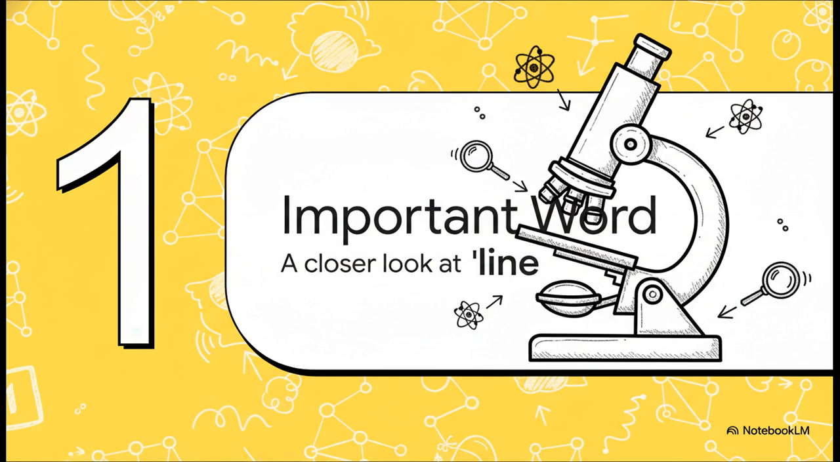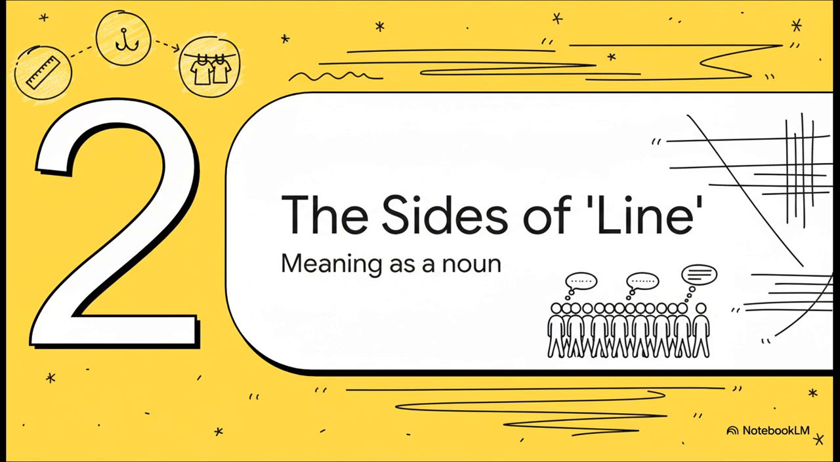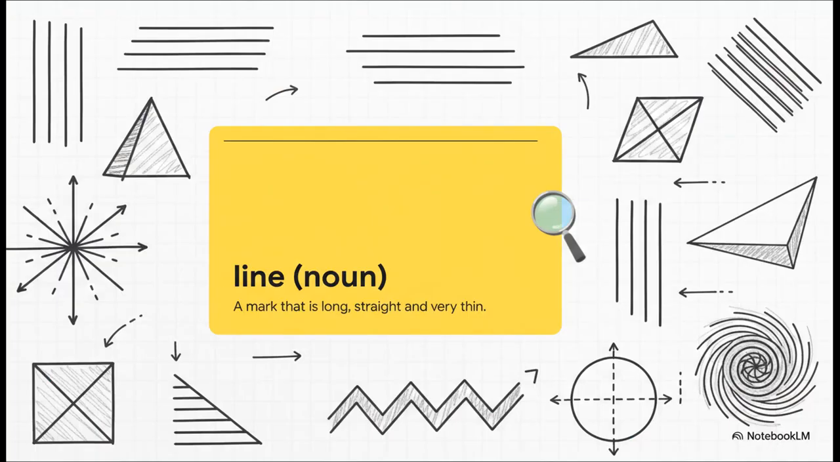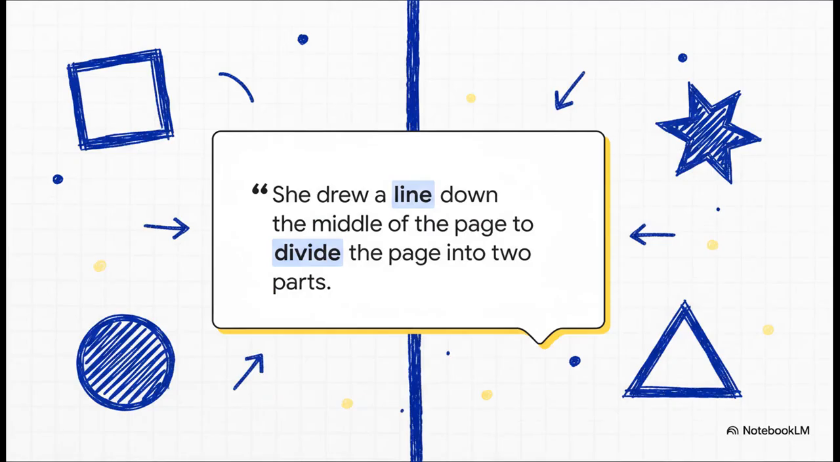Let's kick things off with its most common job, as a noun. And you'll see, even just here, how much heavy lifting this one little word can do. Of course, we all know the most basic definition, right? It's just a simple mark on a surface. You draw a line on a piece of paper, and boom, you've created structure. You've organized the space.